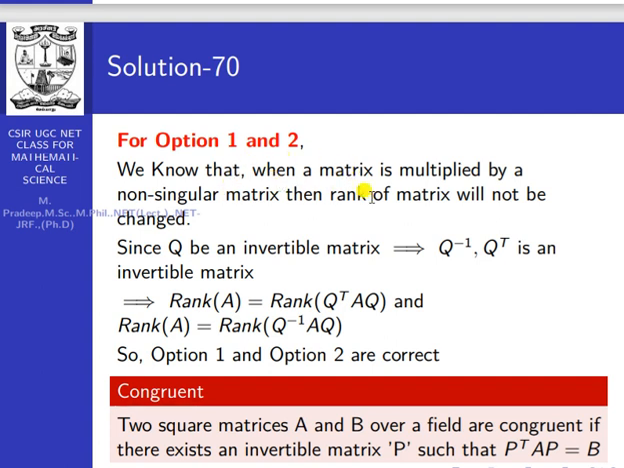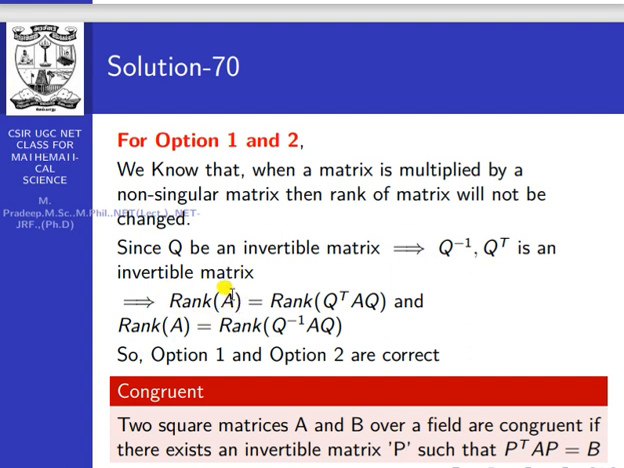இது எல்லாருக்கும் தெரியும்னு நினைக்கிறேன். ஒரு மேட்ரிக்ஸை ஒரு நான்-சிங்குலர் மேட்ரிக்ஸ் கூட மல்டிப்ளை பண்ணால் the rank வந்து மாறாது. அப்படின்னா Q be the invertible matrix அவங்க கொடுத்துட்டாங்க. Invertible means non-singular matrix. Q ன்றது non-singular matrix. Q inverse, Q transpose is also an invertible matrix.